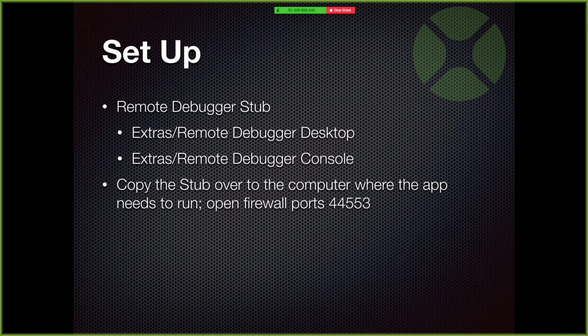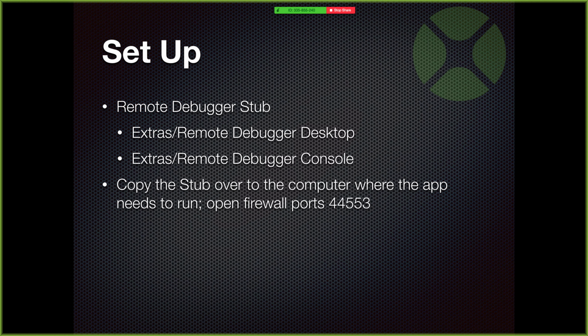And essentially you get that stub over to the computer, probably copying it from your main Xojo installation that you have. And then on the computer you have to open the firewall ports for 44553. And that's pretty much automatic now.